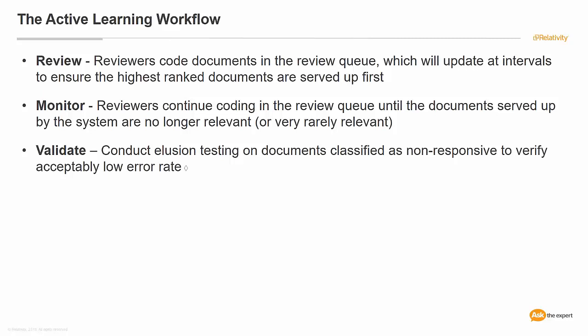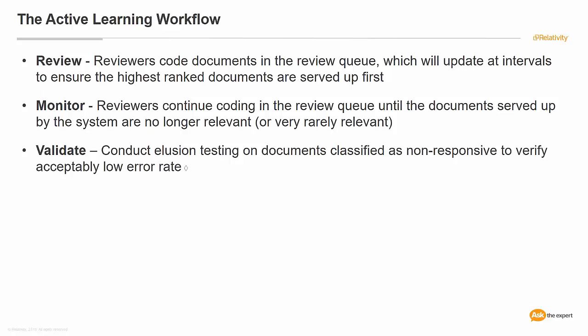So reviewers are going to code documents in that review queue. The system is updating and ensuring that these highest ranked documents are served up to the reviewers. It's a continuous queue, or continuous list, of documents fed to the reviewers. Reviewers will continue coding documents in that queue until the documents the system is serving up are no longer responsive or relevant, or the reviewers are no longer seeing very many or any responsive documents showing up in that queue.